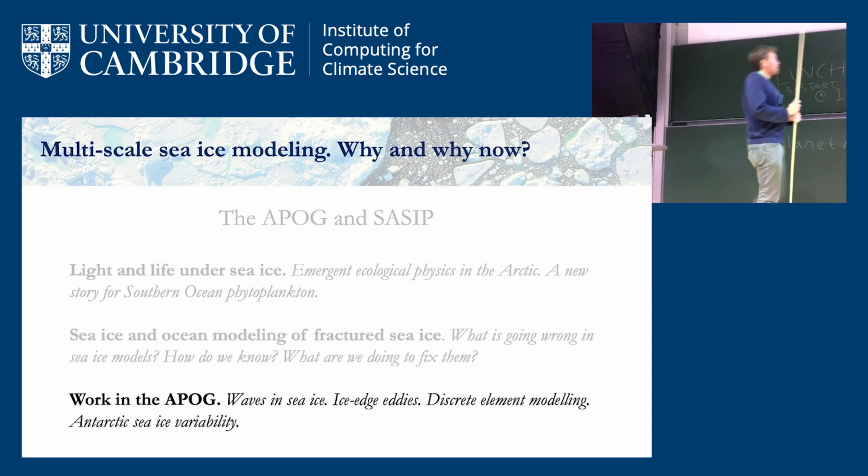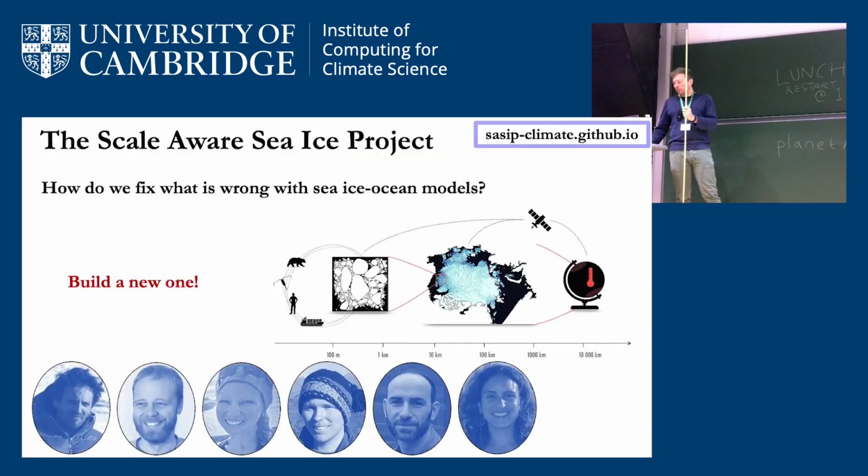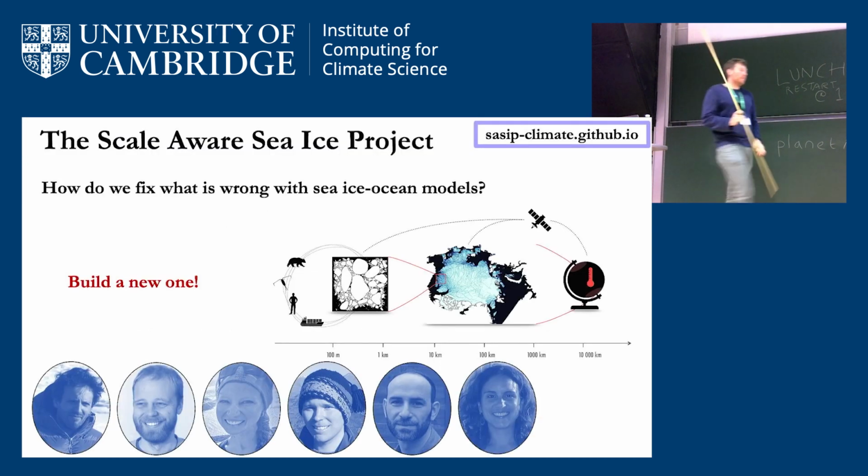So that's a lot about what's going wrong. What are we doing to fix it? This is work that is largely related to members of my group. So this is what we do in SASIP. We know there's a problem. We can talk till we're blue in the face about what the problem is, but the group of us together and everyone else in this project is trying to build something better.